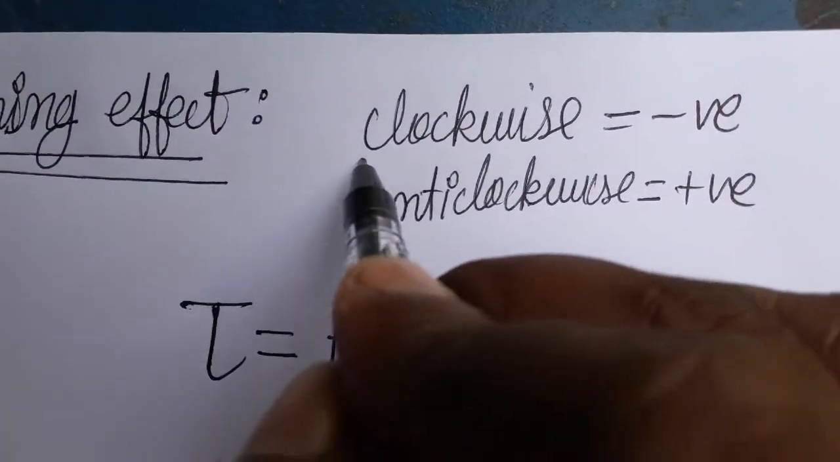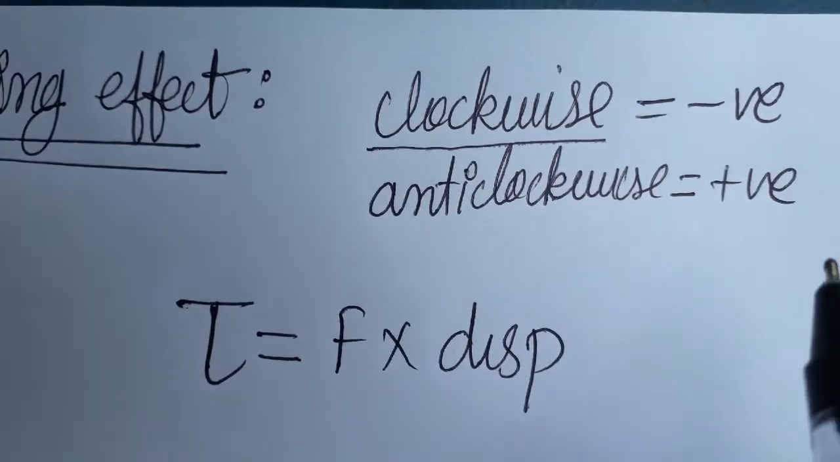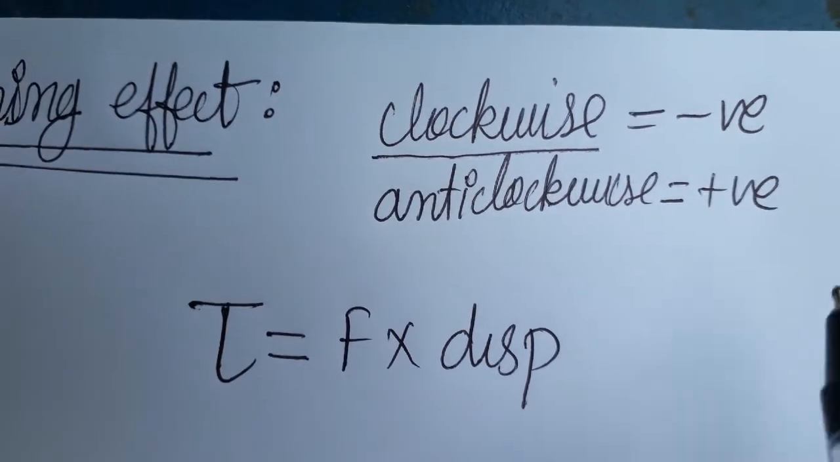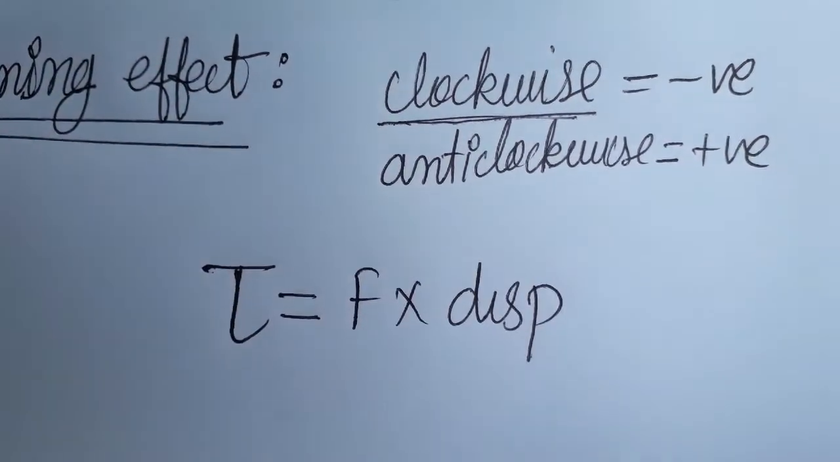Always you should take clockwise as the negative torque and anti-clockwise as the positive torque. Mostly we'll take clockwise as positive and anti-clockwise as negative, but in this case, clockwise we should take as negative and anti-clockwise as positive.